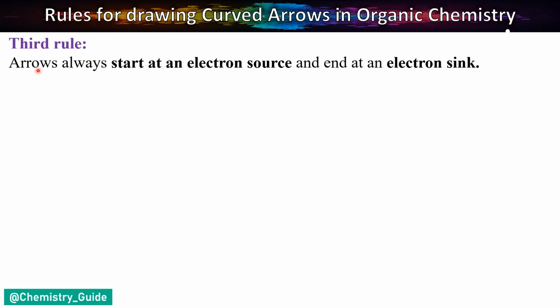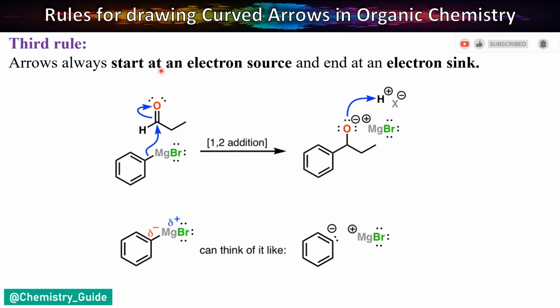The third rule is that an arrow always starts at an electron source and ends at an electron sink. It clearly indicates that the movement of the arrow is from the negative charge to the positive charge. This is one of the examples where the Grignard reagent is attacking the carbonyl bond. Generally, we get the Grignard salt, and in the last step there is hydrolysis of the Grignard salt, generating the alcohol.